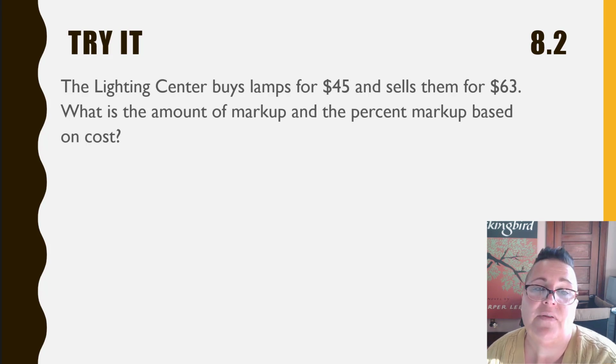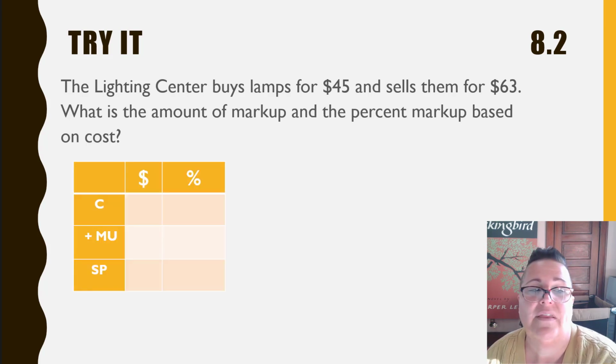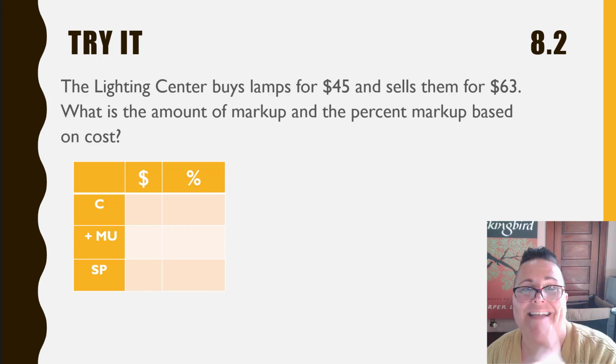What is the amount of the markup and the percent of the markup based on cost? Remember, everything we do in this particular section is going to be based on cost. So to begin with, I'm going to start with the chart. Notice that the first column is cost plus markup is equal to selling price. My second column is the dollar amount, and my third column is the percentages.